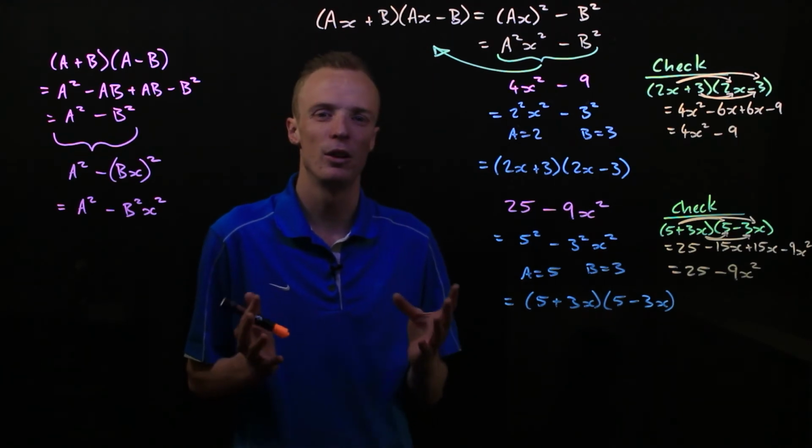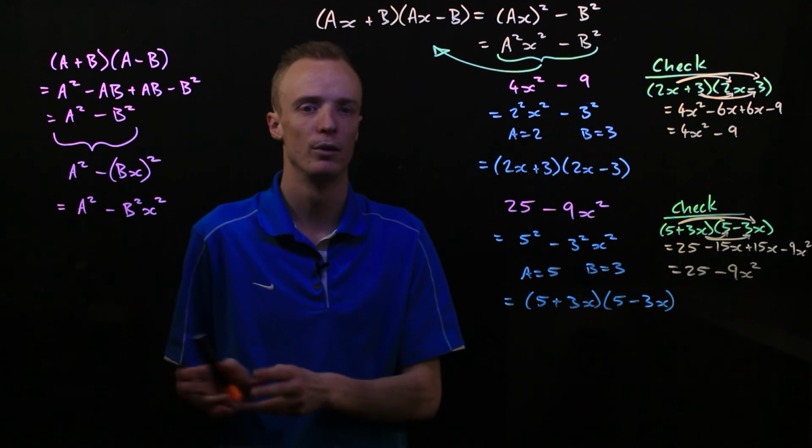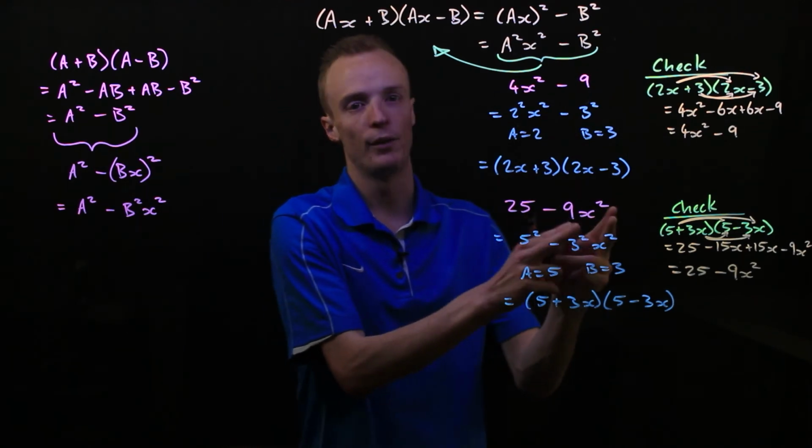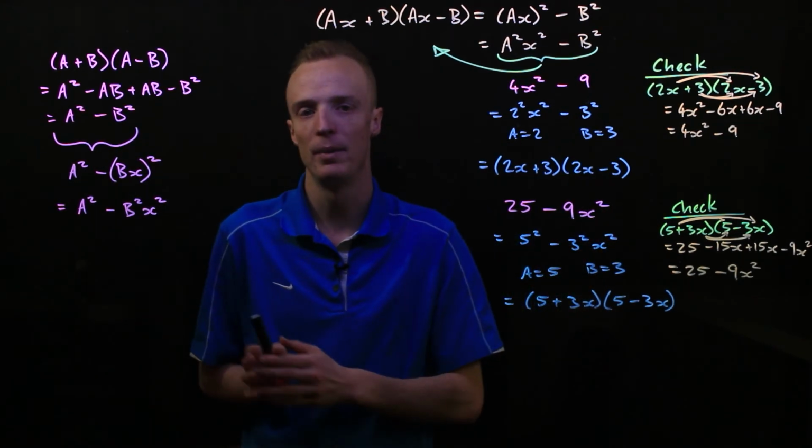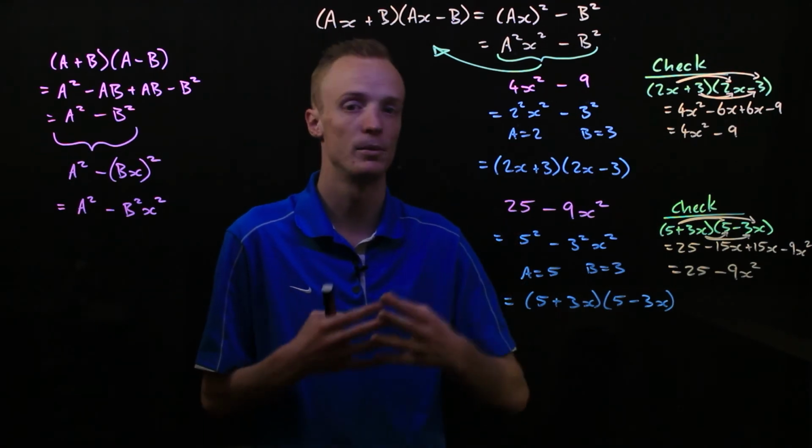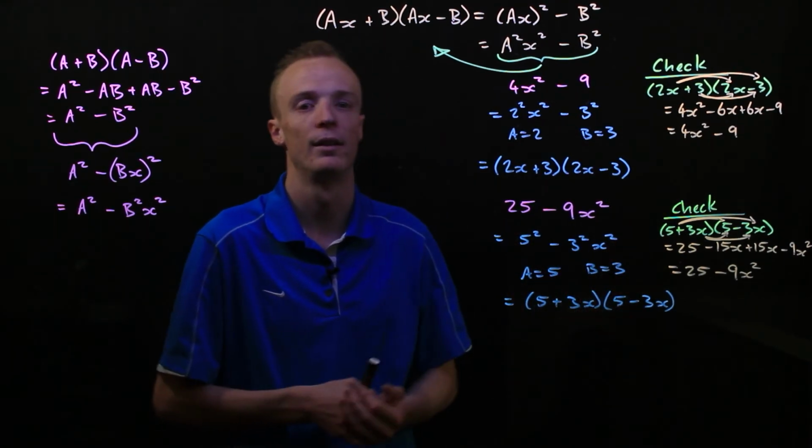So in essence, you can apply this difference of two squares rule wherever your x term actually is. It doesn't have to be at the front. It can be the subtract the x term squared.